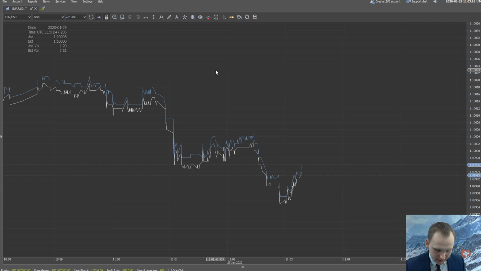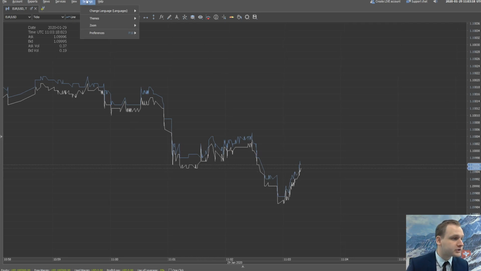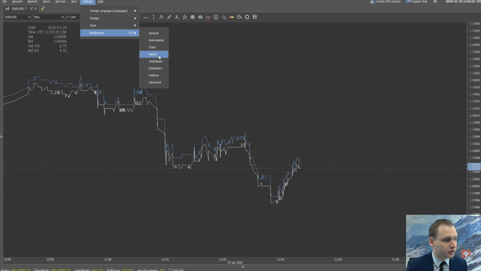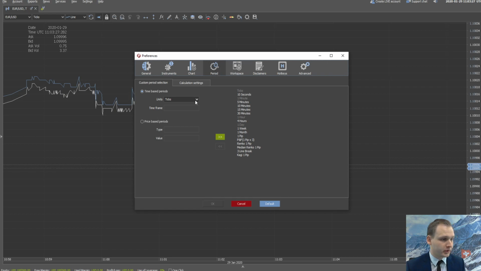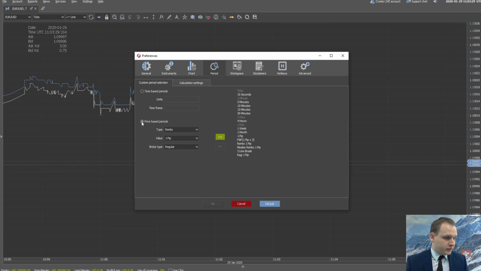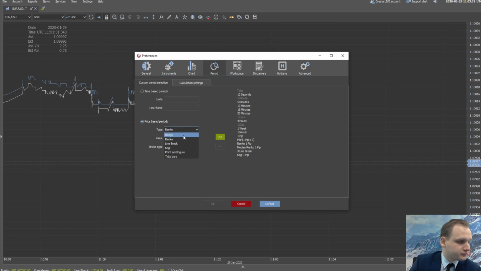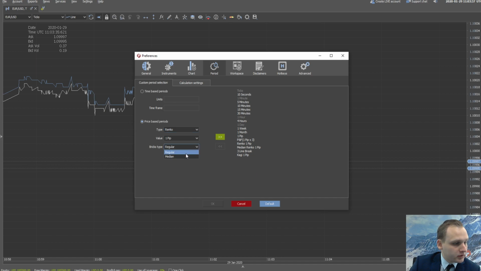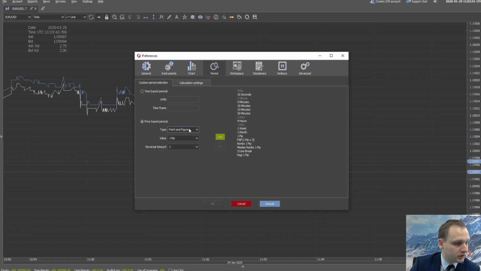Then we got price-based periods. Let's go to settings, preferences. By the way, there's a lot of stuff here, but you go to period, and so price-based periods. You got range, Renko, line break, Kagi, point and figure, and tick bars. And you can use the brick types, for example, for Renko, regular, median, and the settings change as you change what you want to pick.